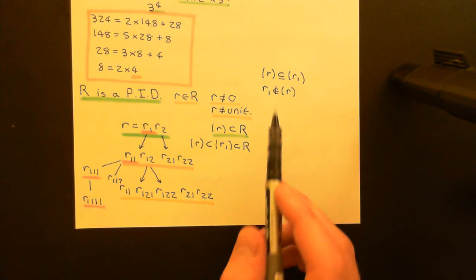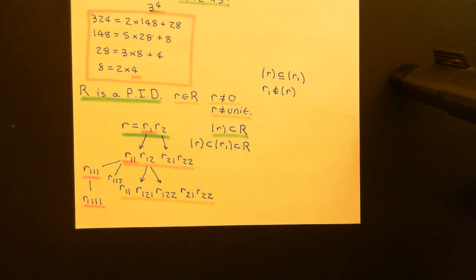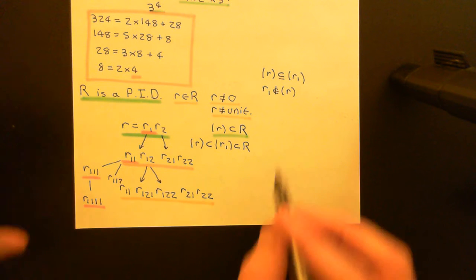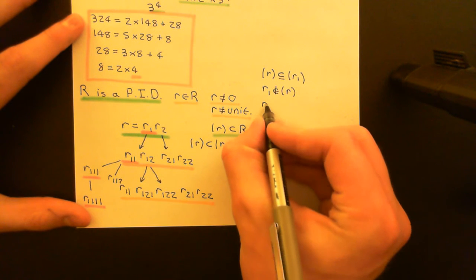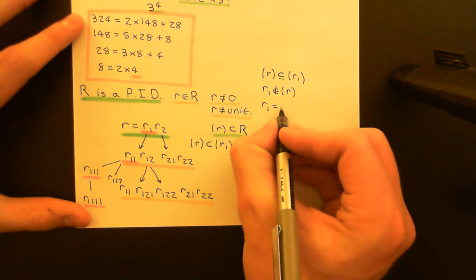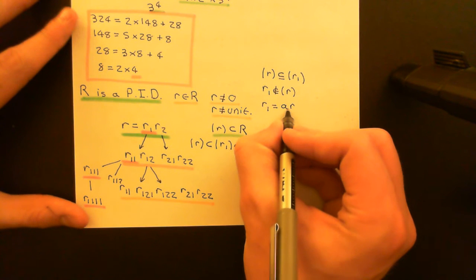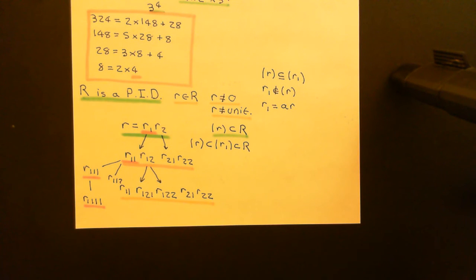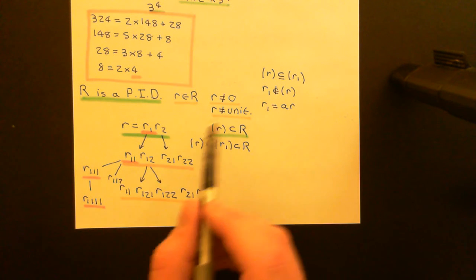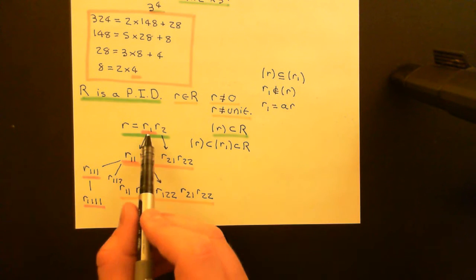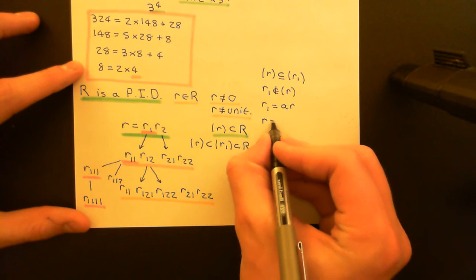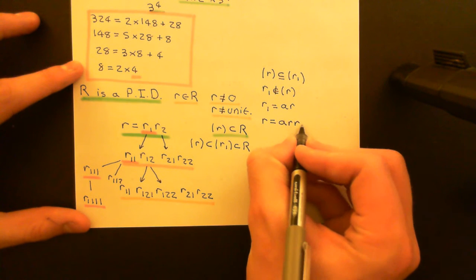Okay, now how can I conclude that R1 is not an element of the principal ideal generated by R? Well, let's assume the opposite and prove a contradiction. So if R1 is in here, then R1 would be some multiple of R. So let's just say it would be A times R, where A is some element of our principal ideal domain. Okay, but that's going to lead to a contradiction. The reason being that we can now stick in this expression for R1 here. So we can say that R is going to be A times R2.